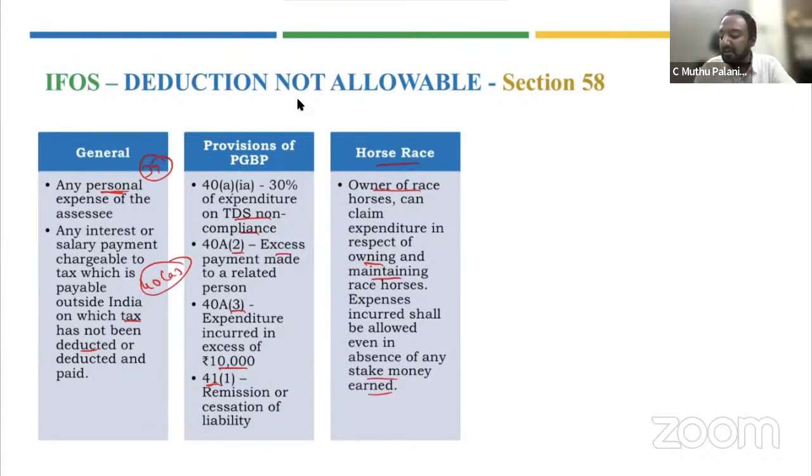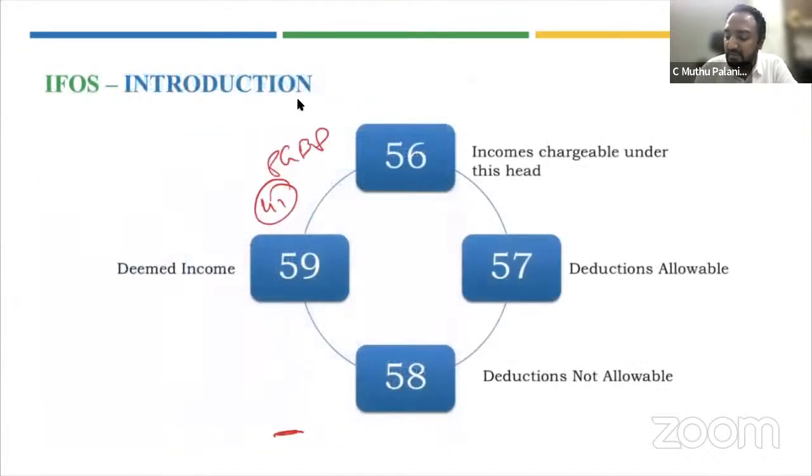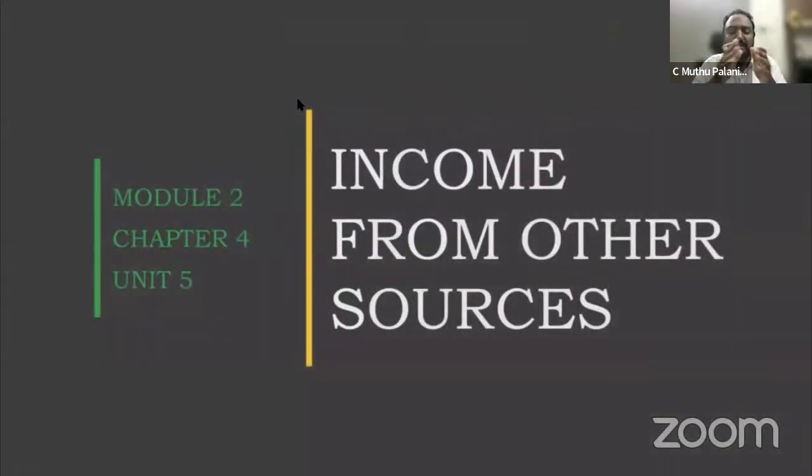So these are all related to income from other sources. The next point that is important is Section 59. Section 59 is similar to deemed income. So whatever we saw in deemed income in Section 41, that is remission or cessation of liability, recovery of bad debts, all of this is applicable in 59 also. So whatever we discussed in Section 41 will also be applicable for Section 59. So with that, we have actually covered income from other sources. So we have now covered all the heads of income.